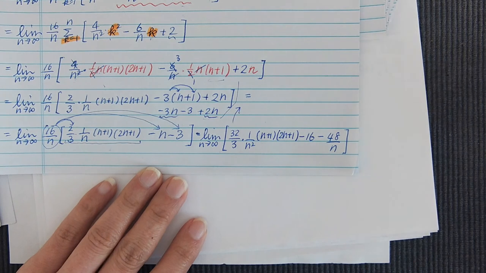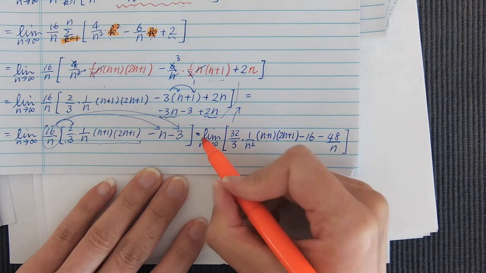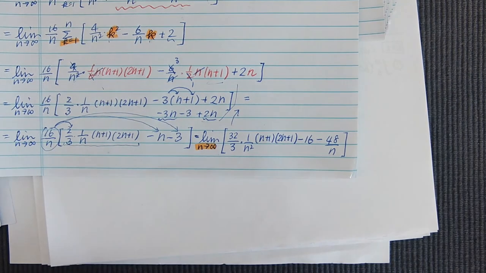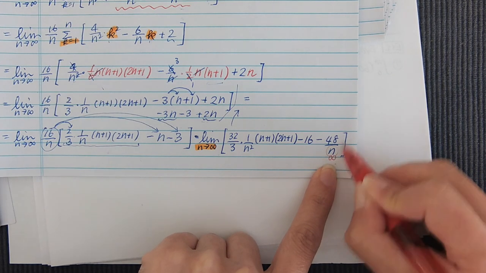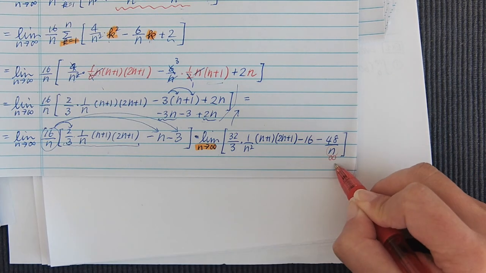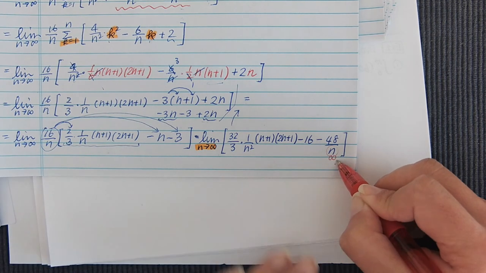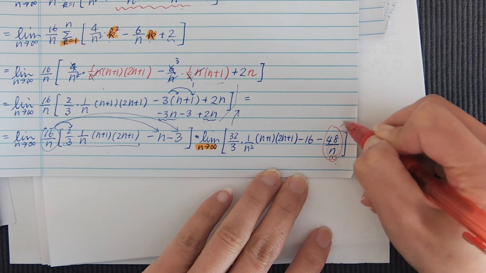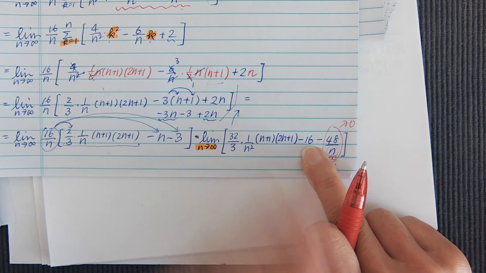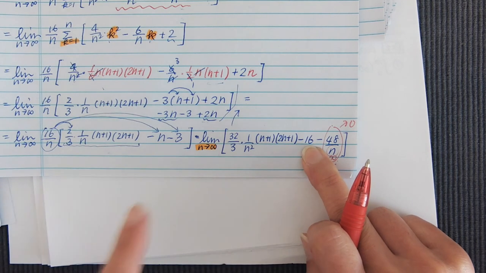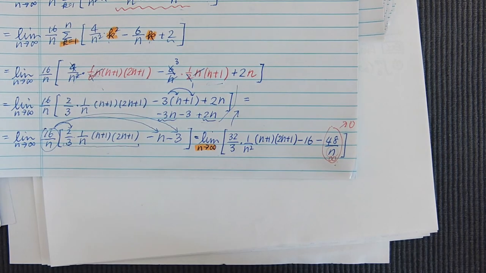Final step, final answer. So now let's take the limit, as n goes to infinity. What happens if n goes to infinity? Let's do the easy one. Think about here. If n goes to infinity, what's happening? 48 over a huge number is zero. 48 divided by a huge number is almost zero. So it gets to zero. Negative 16 and negative 16, nothing I can do about it. Okay, one more thing here. Pay attention here.